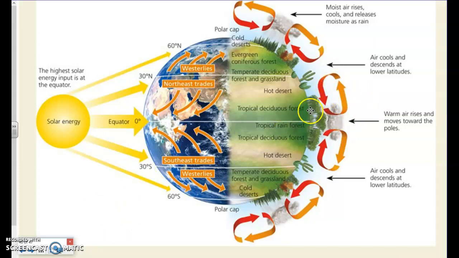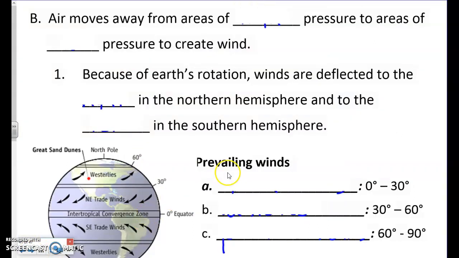Because we have these big convection currents, we actually have some big, what we call, prevailing winds. Now, air is going to move like any other process of science where you have a differentiation of pressure, like osmosis or diffusion. The air is going to move from an area of high pressure to areas of low pressure to create wind. So when we have wind, it's literally the movement of high pressure air to low pressure air.